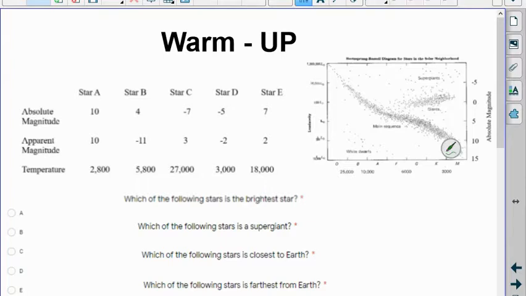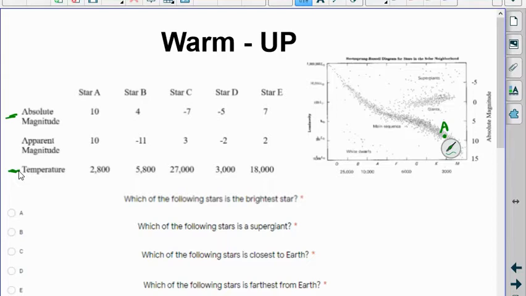So we have star A, B, C, D, and E. And I would say the first thing you should always do is identify where on the HR diagram they go. So again, to do that, we look at the temperature and the absolute magnitude. The absolute magnitude of 10 and 2800 puts the star right about there. So that would be star A.